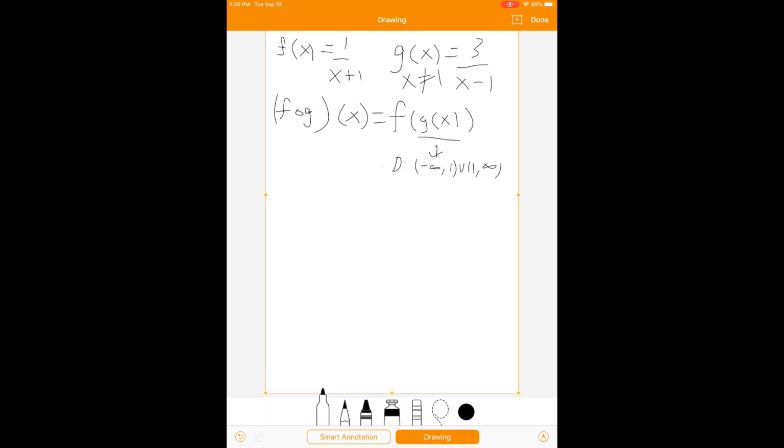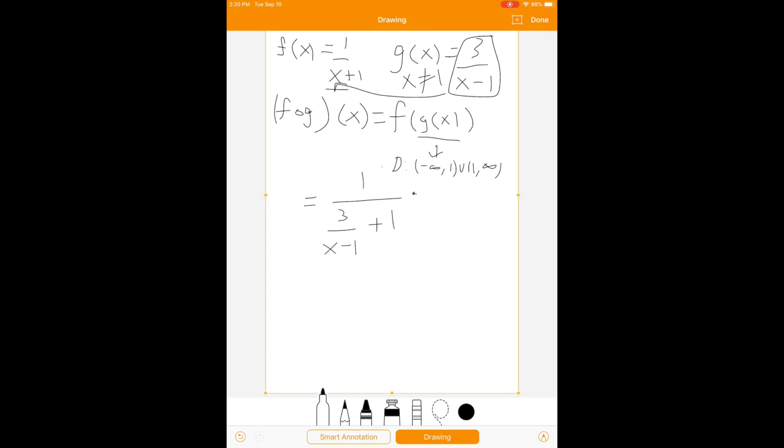So now I'm going to take function g, and I'm going to replace that in the argument for f. So we will have 1 over 3 over x minus 1 plus 1. So I took all of function g, I replaced the x in function f, which gives me this function below. Now that's kind of an ugly way to leave that.